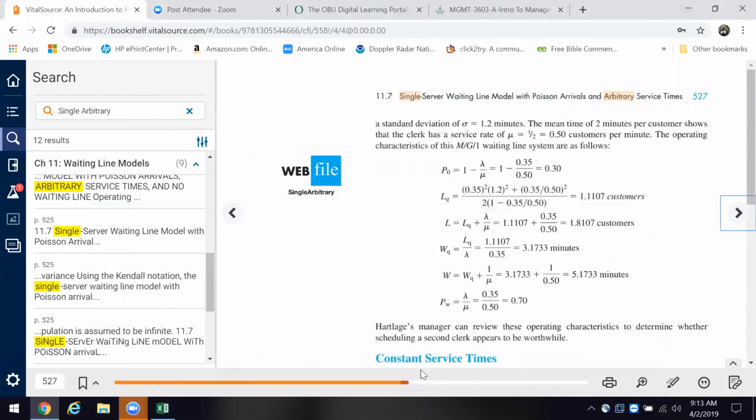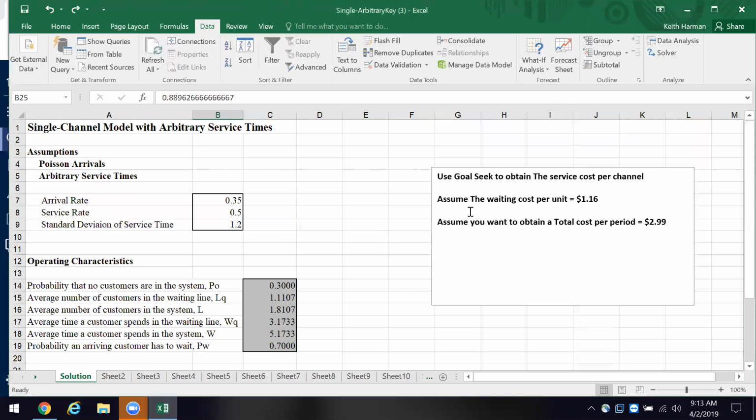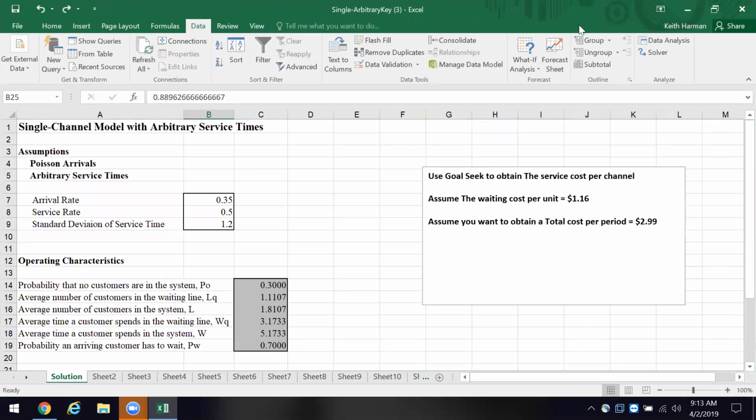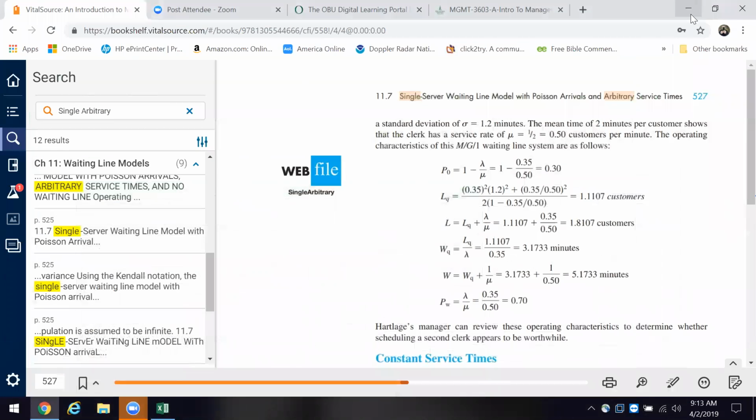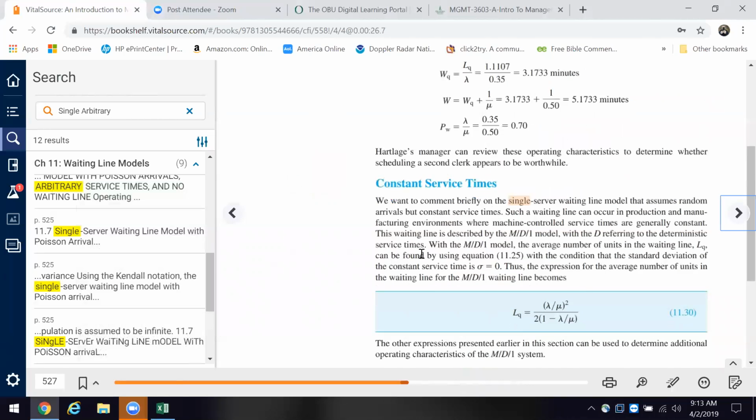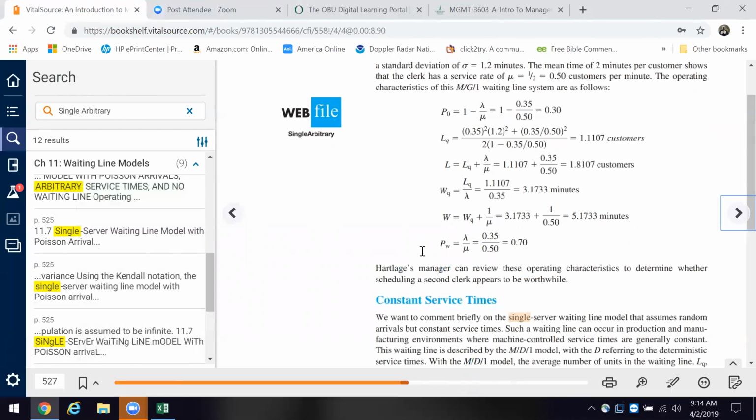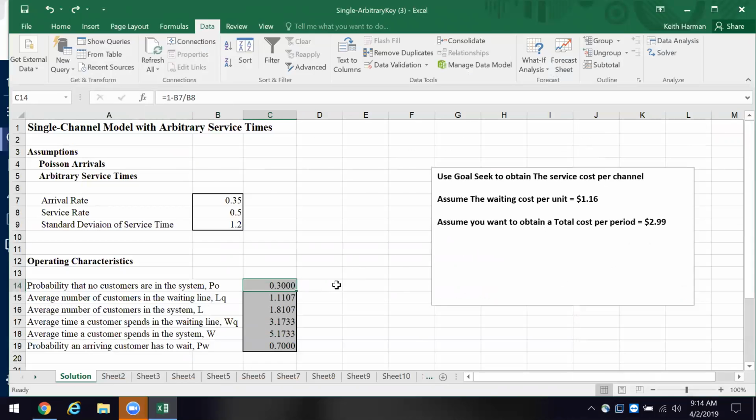Now, again, as they walk us through, I want to show you this, this is where they get these figures. The probability that no customers are in the system. All right. And we take P0, and that's 1 minus, and we'll go back over here to the arrival rate, okay, and the service rate. And this gives us the probability, and 1 minus that, the probability that we won't have anybody in the queue. And that's that first one. Notice it's B7 over B8.